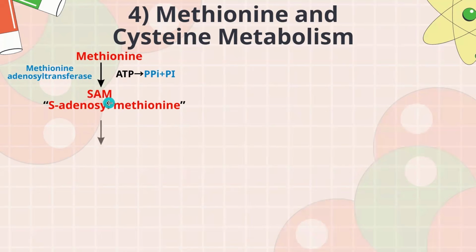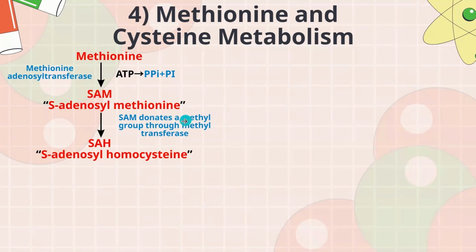And then afterwards, SAM is going to donate a methyl group. It's going to donate a methyl group from methionine, and then it's eventually going to form something called SAH, which is S-adenosylhomocysteine. S-adenosylhomocysteine is very important because it will contribute to other things, but I really need you guys to recognize that SAM is the major methyl group donor, okay? And we'll do it through something called methyltransferase, obviously. Like adenosyltransferase, methyltransferase.